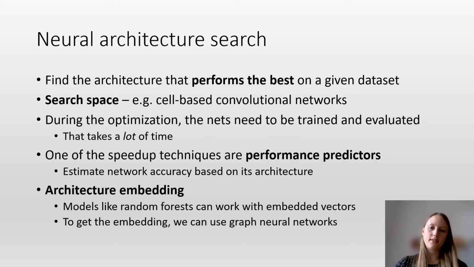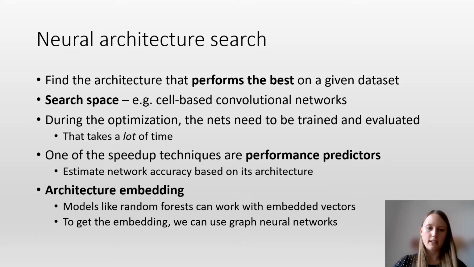In Neural Architecture Search, you want to find an architecture from a search space that has the best results on an input dataset, for example, on ImageNet. During the optimization, you need to know how good the networks are, so you need to train them and evaluate them. That is really time consuming. So there are several speed up techniques used in NAS, and one of them are performance predictors, where you train a model to estimate the accuracy of the network based on how its architecture looks like.